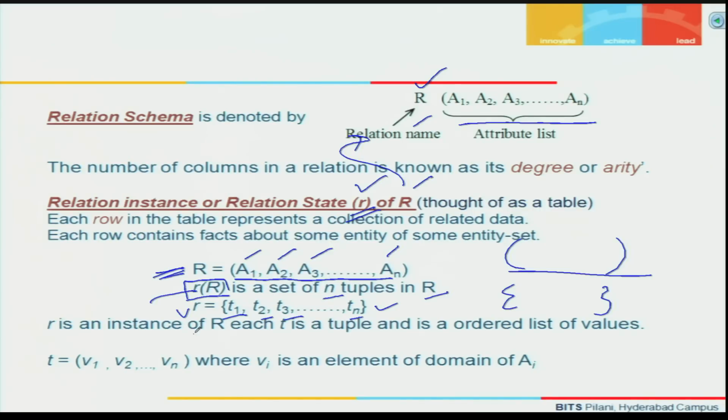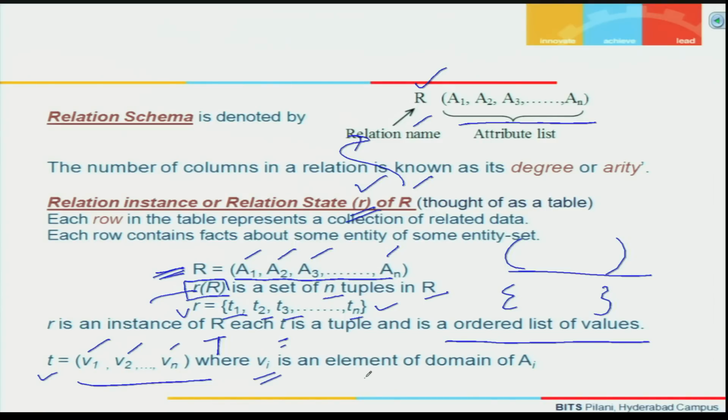Small r is an instance of capital R. R is what? Relation schema, and each t, here t1, t2, t3 up to tn, each t is a tuple and is an ordered list of values. So ordering is very important for values of a tuple. And small t is equal to what? It is an ordered list of values v1, v2, up to vn, whereas vi is an element of domain ai.